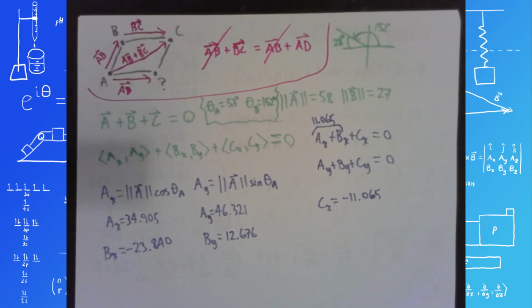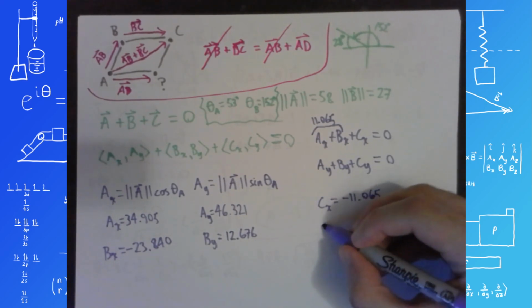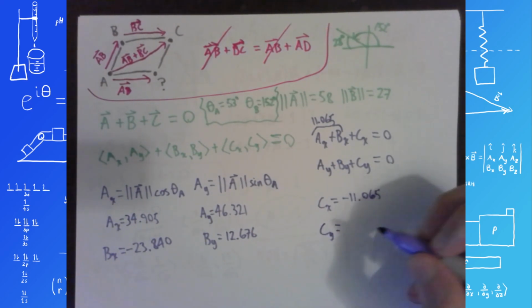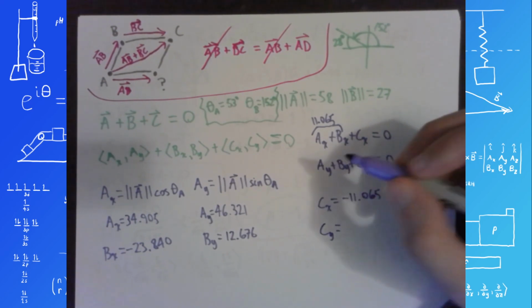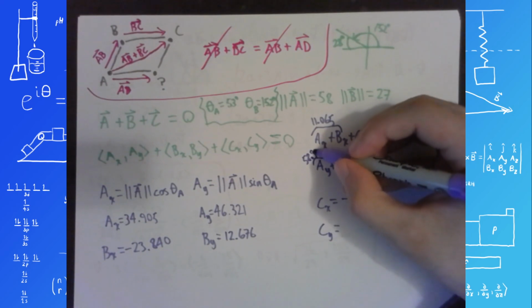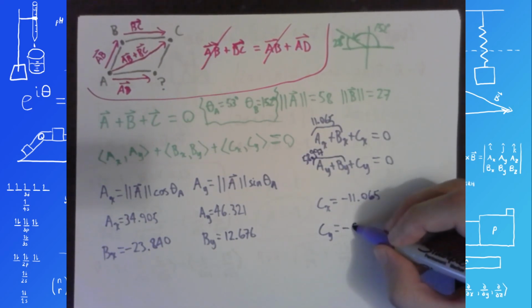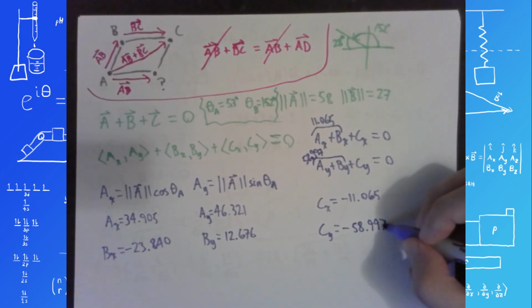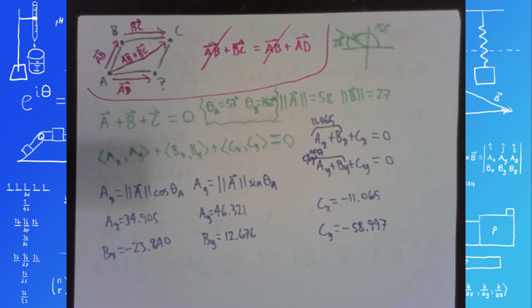And then for AY plus BY, 46.321 plus 12.676 gives me 58.997. Did I type it in correctly? 46.321, 12.676. Yep, that all looks fine. So, not CY, AY plus BY is equal to 58.997, which means CY is negative 58.997. Approximately, because we did round. I mean, we had to round. It's not like we had that much of a choice. And there we have it.